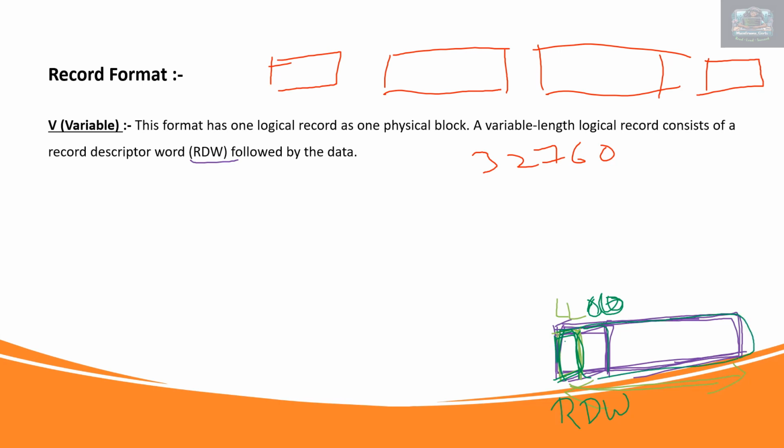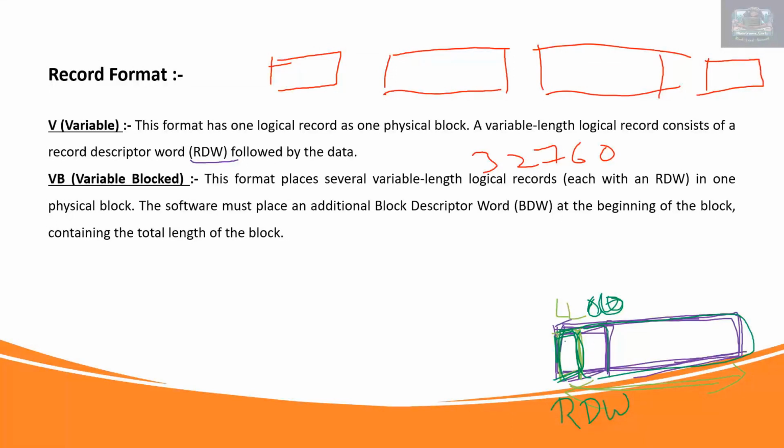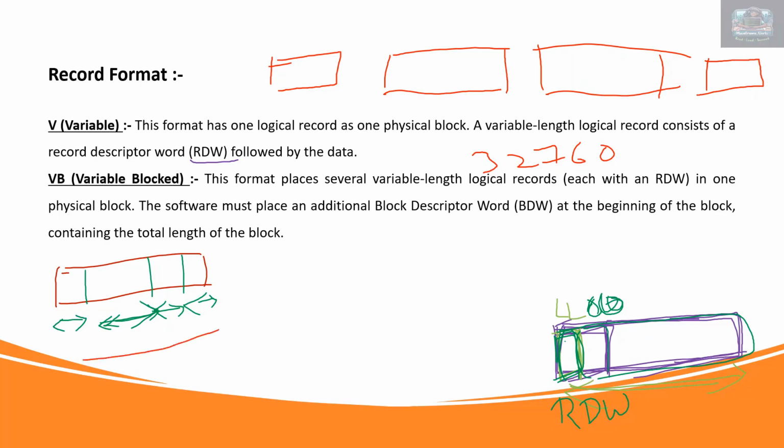Another type here is variable block. Here also there is block data, but this block data will be of different sizes, and the data will be blocked inside. Suppose this is a block of data, and in it the records could be a smaller one, a bigger one, a smaller one. So the size is not fixed like before. Here it is variable records. Suppose this is 160 bytes and the next one is some 150 bytes.